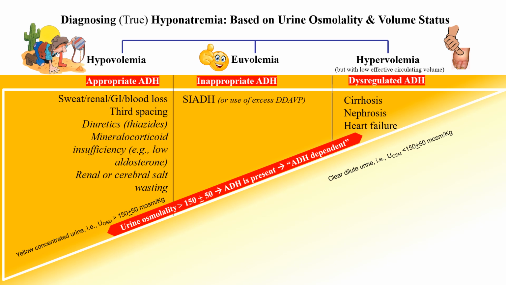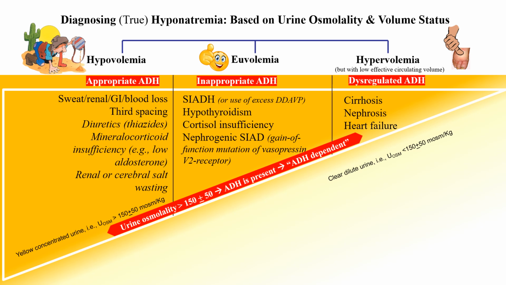Now getting back to conditions that present with inappropriate ADH release in euvolemic patients. Other than SIADH, other conditions include low thyroid function or hypothyroidism and cortisol insufficiency. Finally, patients with a condition called nephrogenic syndrome of inappropriate antidiuresis, commonly abbreviated as nephrogenic SIAD.